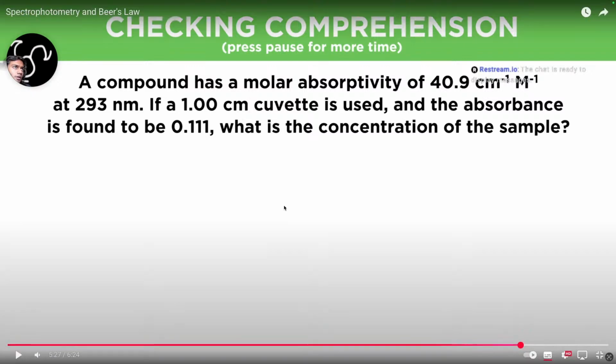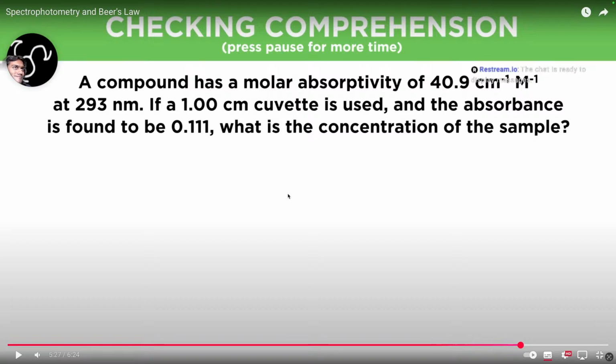A compound has a molar absorptivity of 40.9 per centimeter per molar at 298 nanometers. If a 1 centimeter cuvette is used and absorbance is found to be 0.111, what is the concentration of the sample?